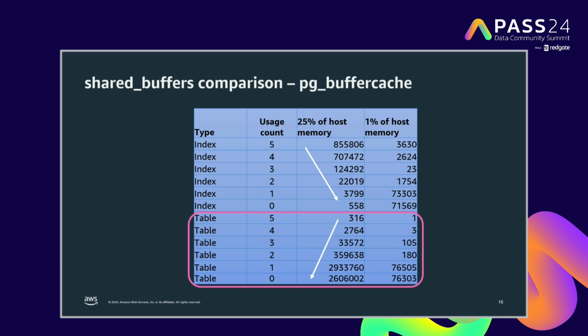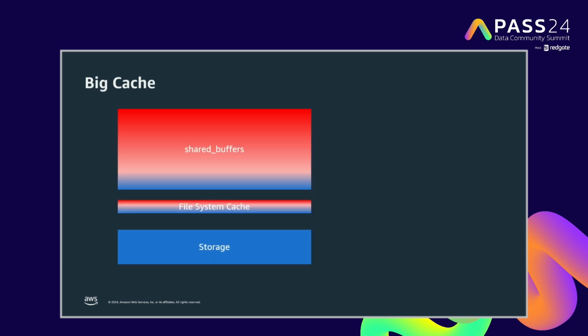If we look at that 1% of host memory, we see that almost nothing is in cache, right? And even the stuff that's in cache hasn't been touched very many times, so it's going to be ejected very quickly, right? So we're spending a lot of time putting things in and out of shared buffers. So why not just have a big shared buffers then, right? That seems like the obvious solution to this problem.